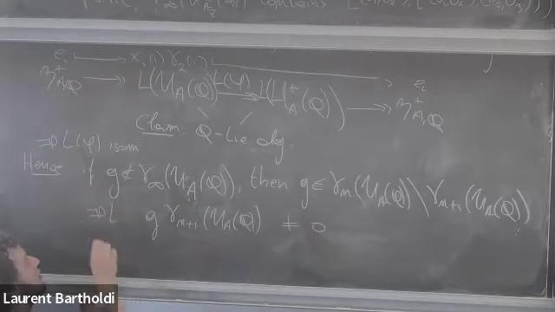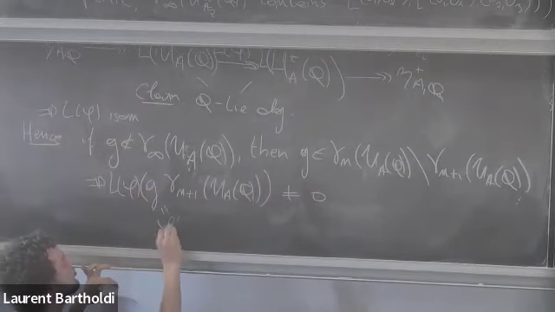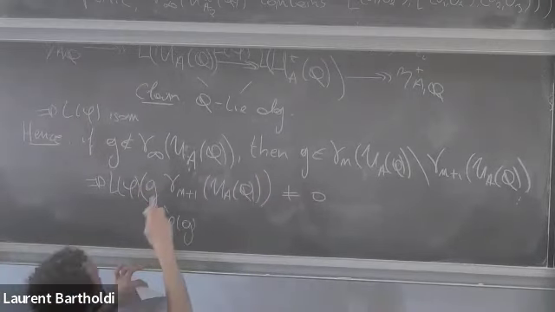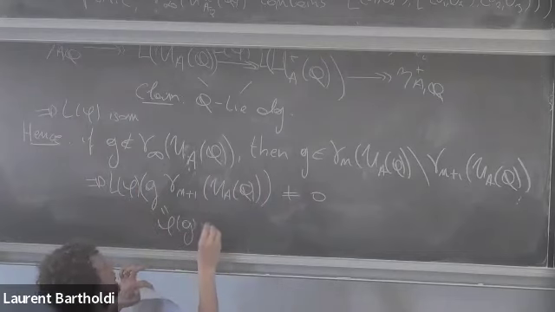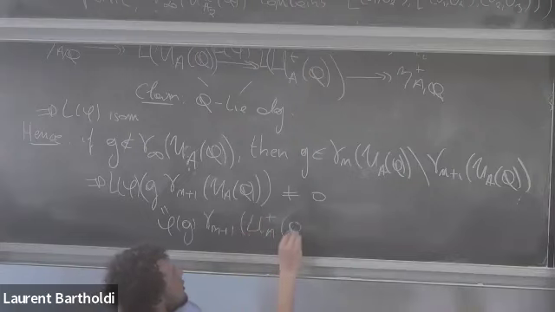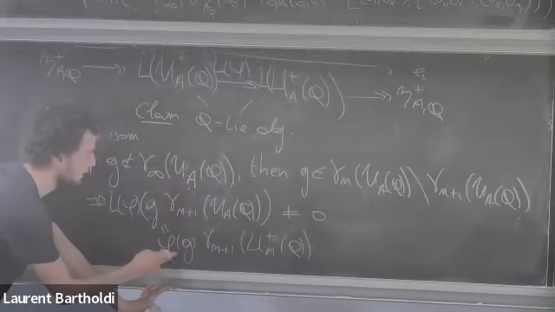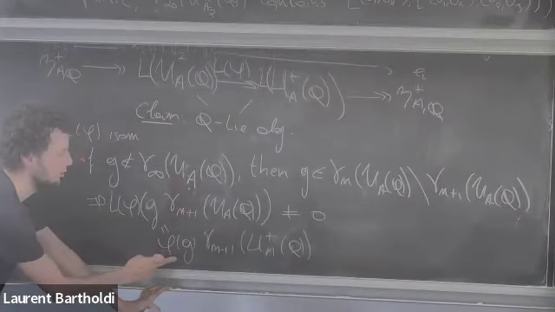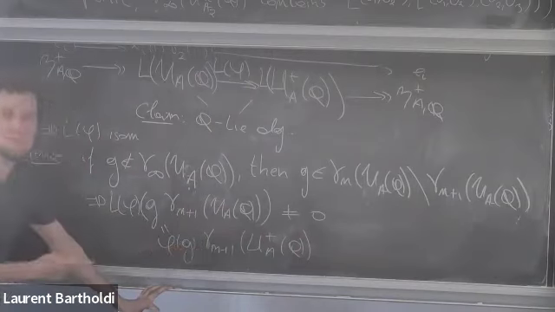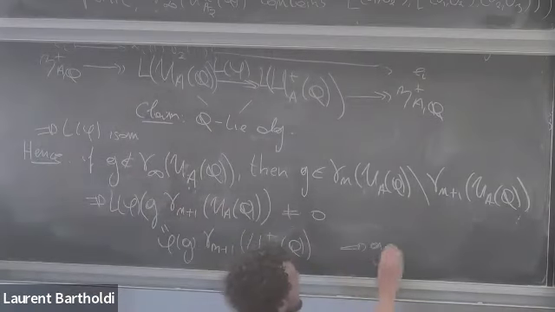But as L phi is an isomorphism, this is also non-zero. But this is just by construction of L of phi, this is just phi of J gamma n plus 1 with U plus LQ. In this Lie algebra, and so saying that this is non-zero, this is to say that phi of J is not in gamma n plus 1. And so in particular, phi of J is not trivial.